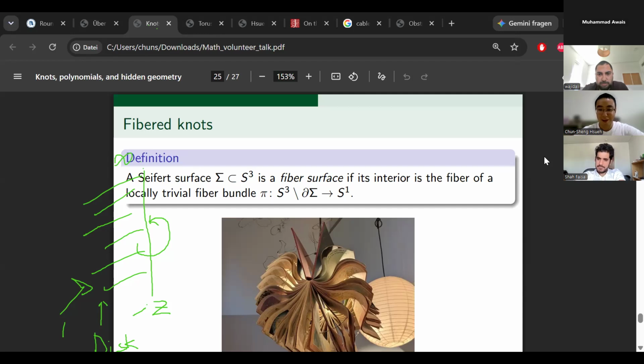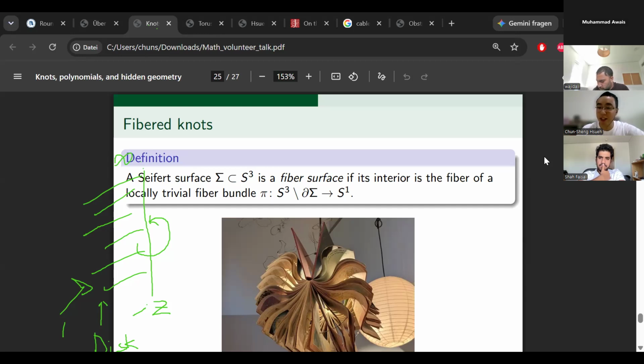Also, there's something called the Alexander polynomial, which is a special case, if you like, of the HOMFLY-PT polynomial. First of all, it's not a Laurent polynomial, it's a normal polynomial. Not every polynomial is realized as the Alexander polynomial. But if it is, and if the leading coefficient is one, so if it's monic, then there exist infinitely many fibered knots with this Alexander polynomial.